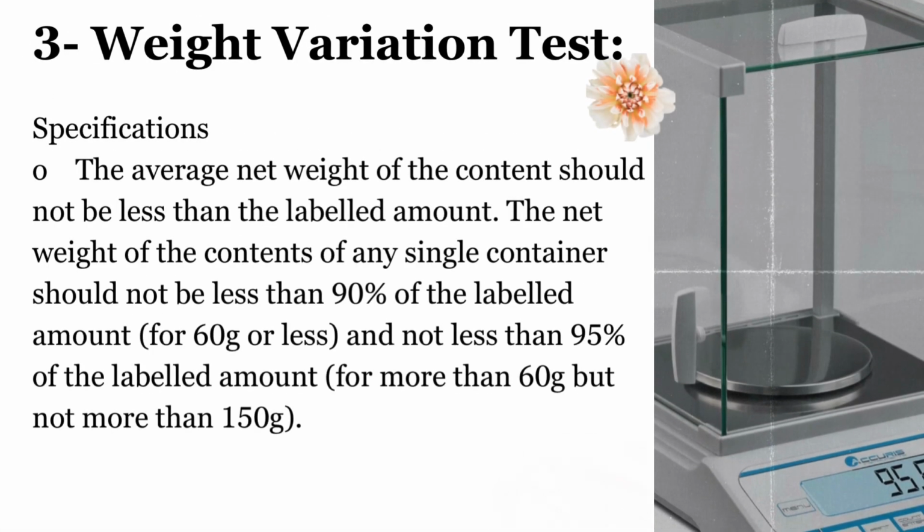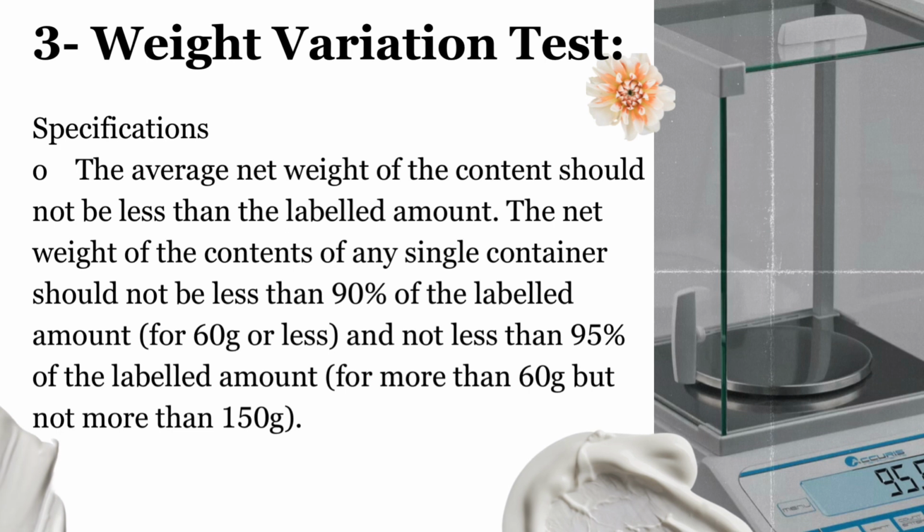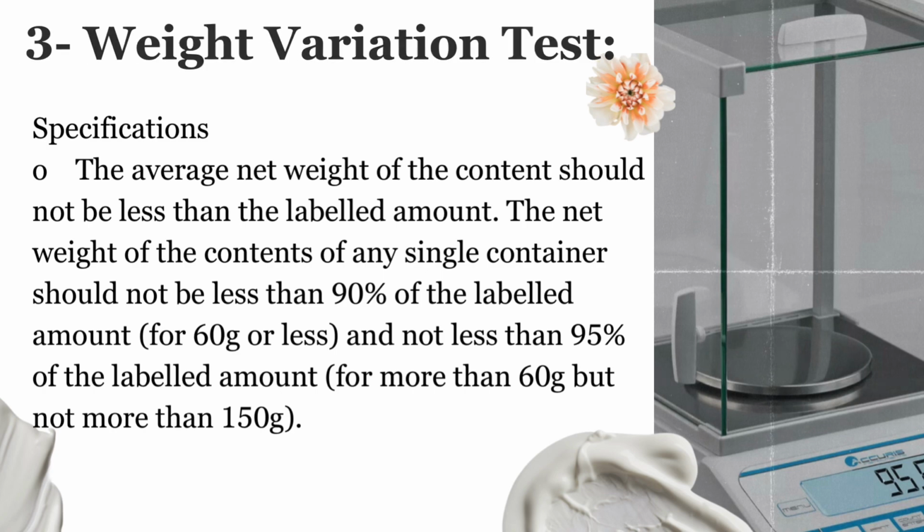Specifications: The average net weight of the content should not be less than the labeled amount. The net weight of the contents of any single container should not be less than 90% of the labeled amount for 60 grams or less, and not less than 95% of the labeled amount for more than 60 grams but not more than 150 grams.